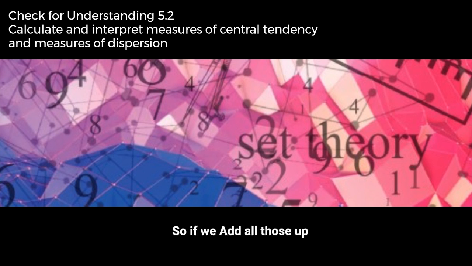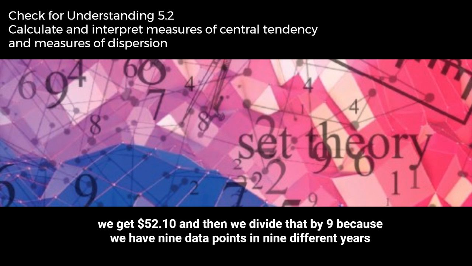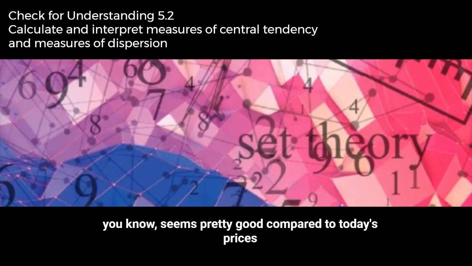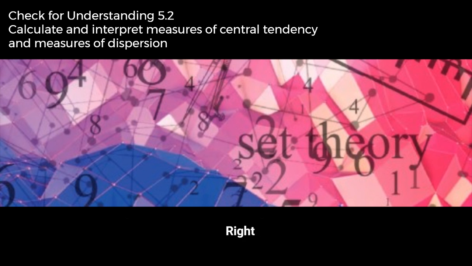If we add all those up, we get $52.10, and then we divide that by 9 because we have 9 data points in 9 different years, and that gives us a mean ticket price of $5.79. So on average, across those 9 years, a movie ticket costs about $5.79. Which seems pretty good compared to today's prices. Yeah, right. Okay, so that's the mean.